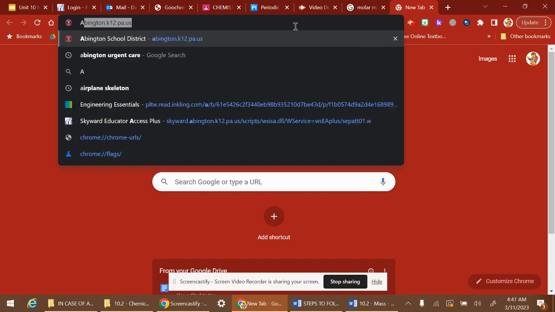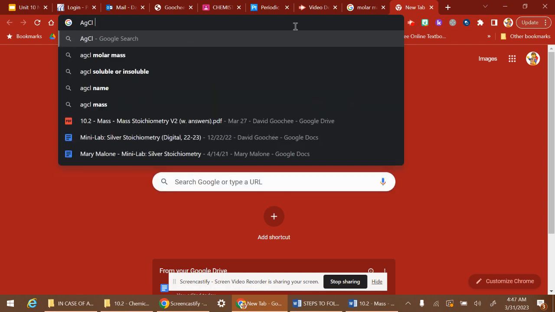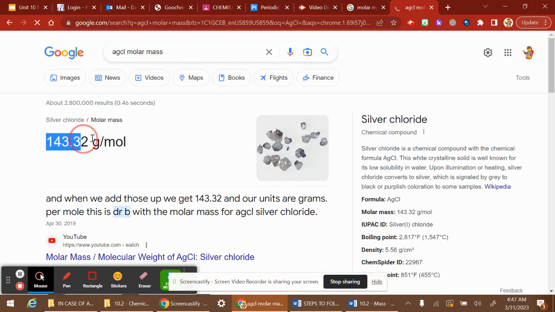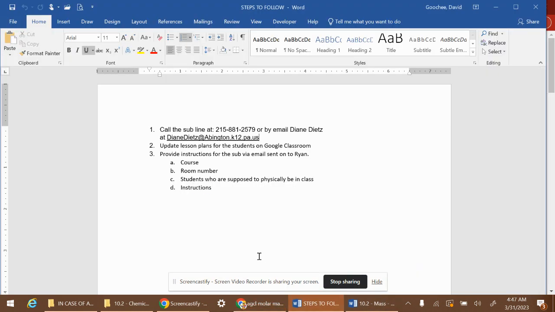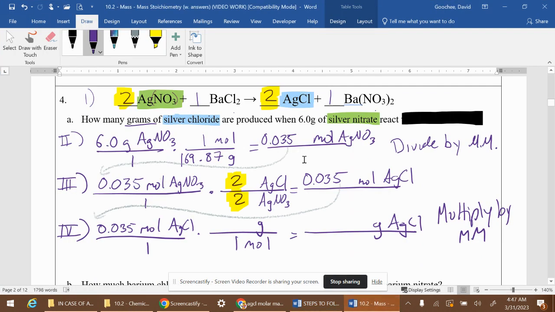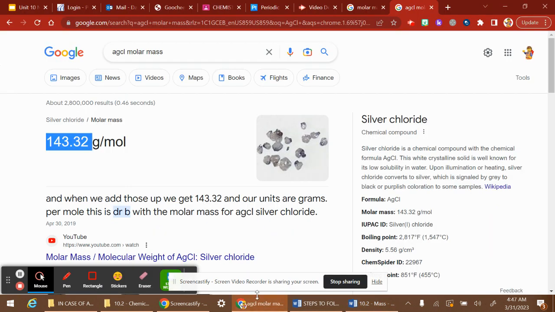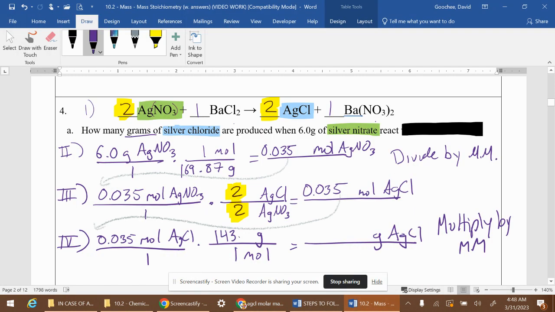It's 4:30 a.m. ish. I'm tired. I'm going to Google silver chloride molar mass. Thank you, Googs. All right, 143.32. 143.32. All right, 143 point... I have the memory of a goldfish. 32.